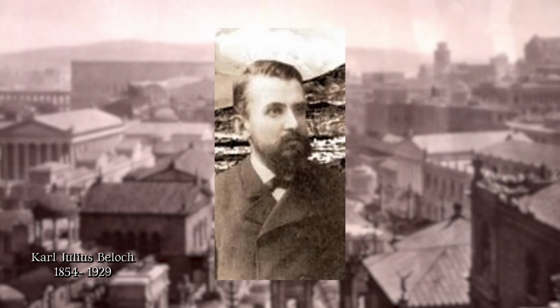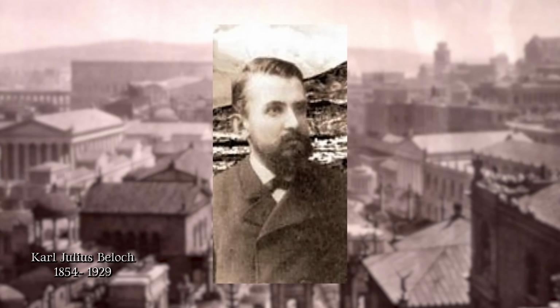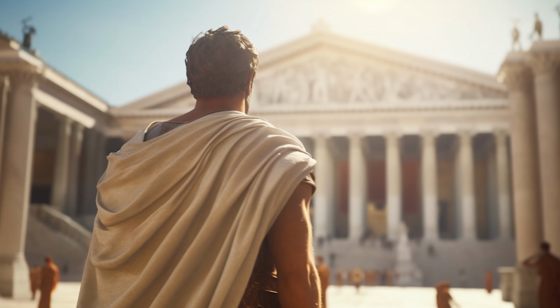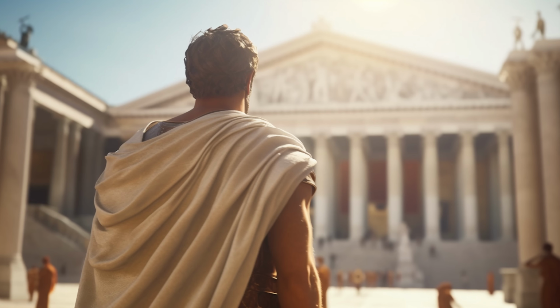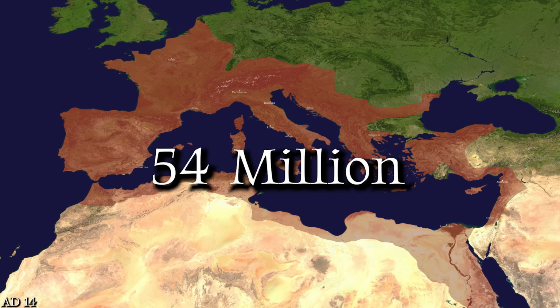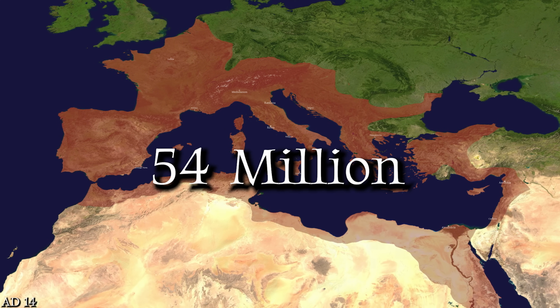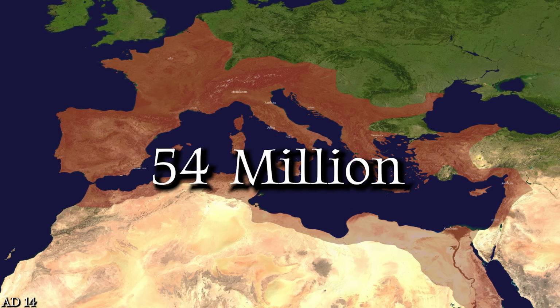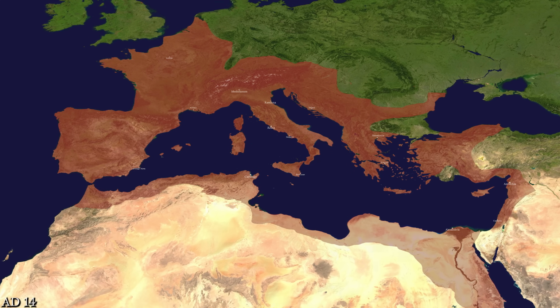The 19th century historian Carl Julius Beloch was the first to estimate the population of the Roman Empire based on numbers he reconstructed from the population census under Augustus in combination with contemporary sources and average population growth statistics. Beloch arrived at a number of 54 million people that lived in the Roman Empire in 14 AD in the later reign of the Emperor Augustus.